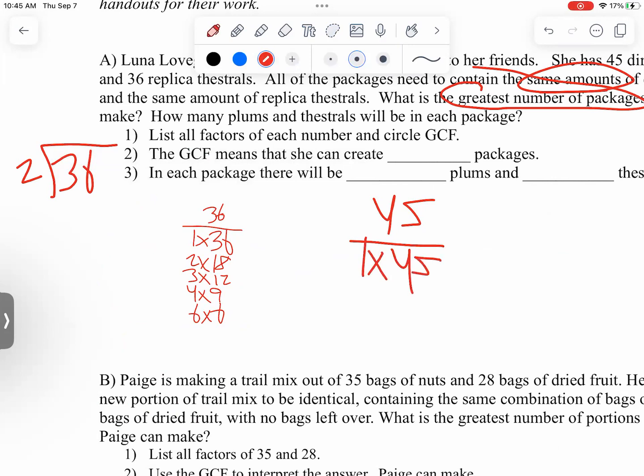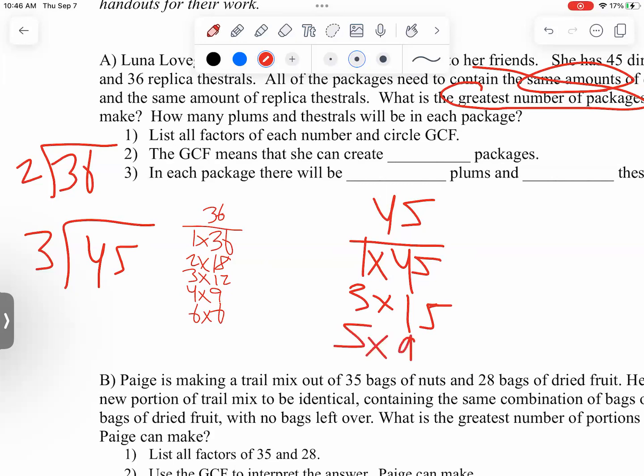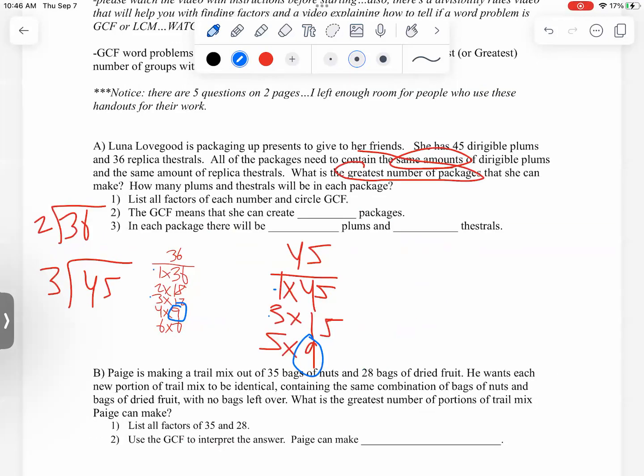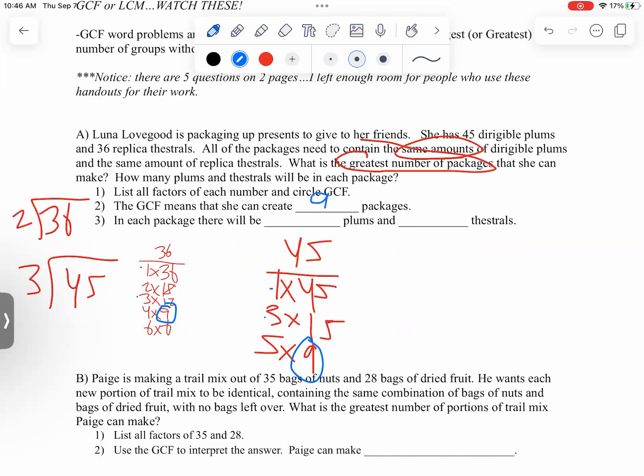There's no 2 because it's not even. There's a 3. So you can check like this. Divide it. 3 times 15. No 4. Obviously, if there's no 2. There's a 5 times 9 is 45. All right, so we're looking for, well, what amounts of packages could she make? Well, she could make 1. She could make 3. She couldn't make 5, but she could make 9. So the largest number that she could make is 9 packages.